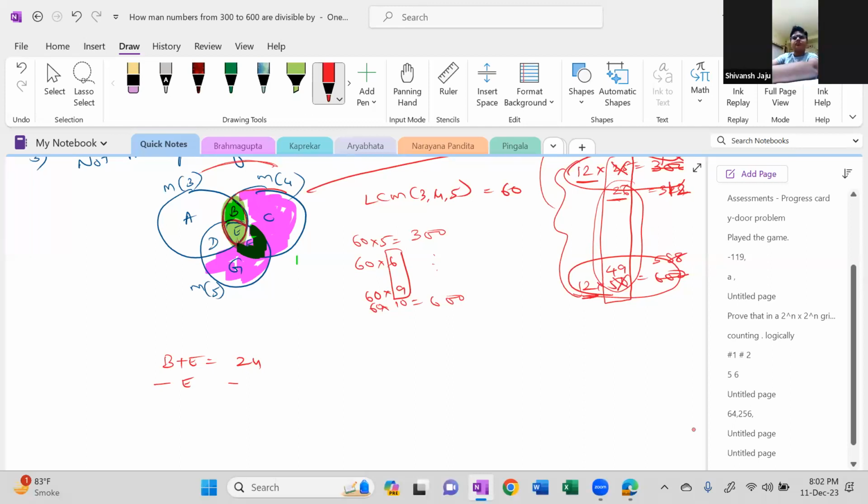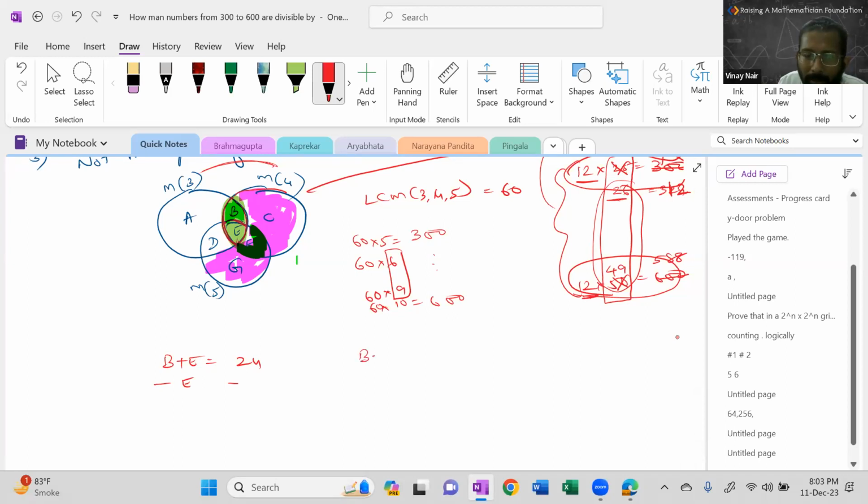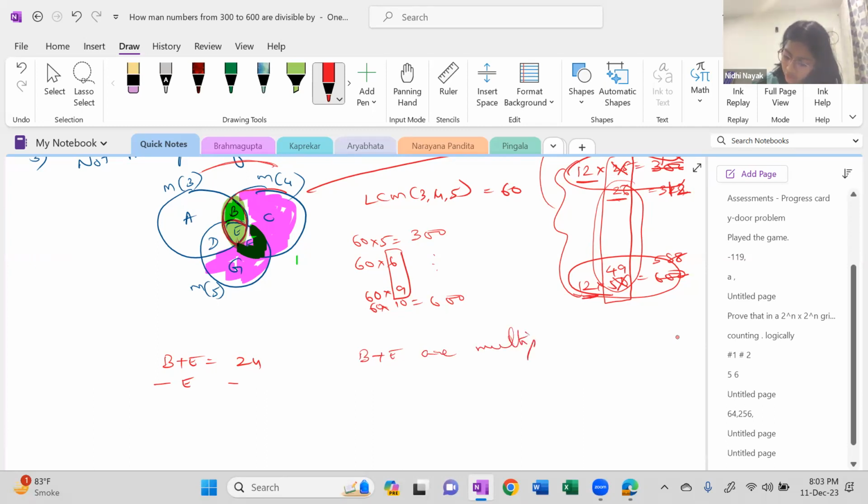Sir, 4. Now, tell me what will come in E. What kind of numbers come in E? Sir, the multiples of 3, 4 and 5. Multiples of 3, 4 and 5, but they are not common multiples of 3 and 5 but not 4, 4 and 5 but not 3, and 3 and 4 but not 5. E is the section that's common for all of them. So we should just find out 3 and 4.